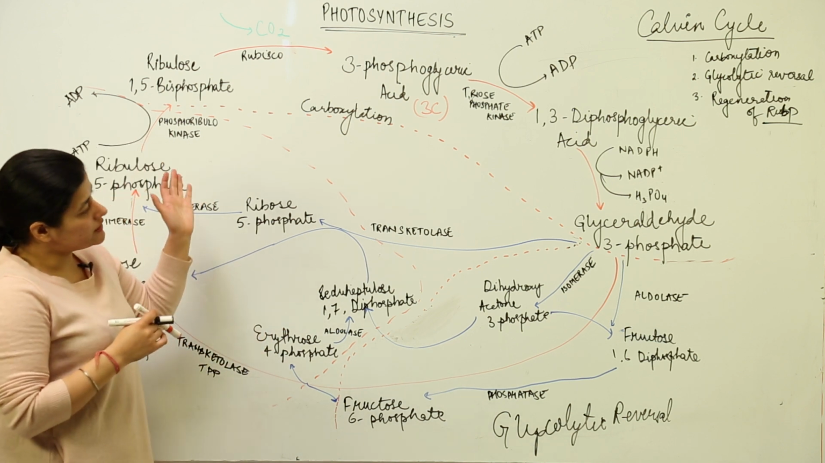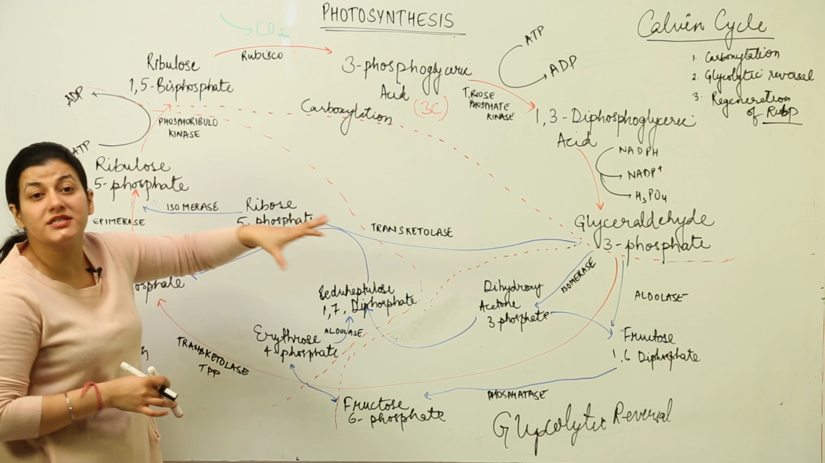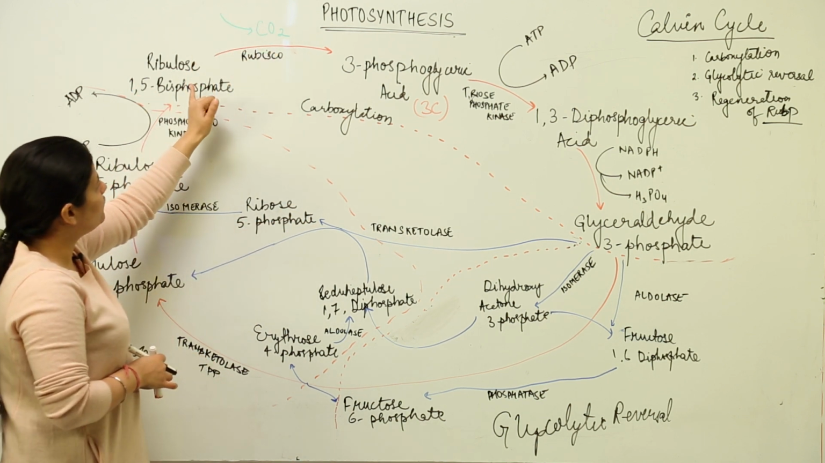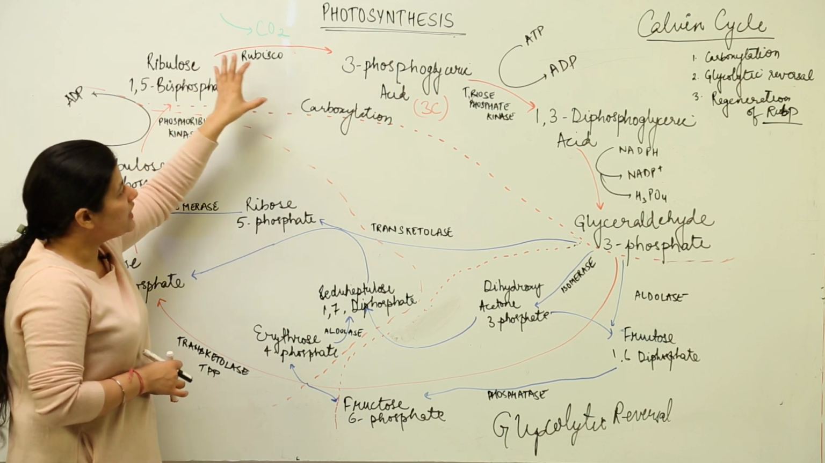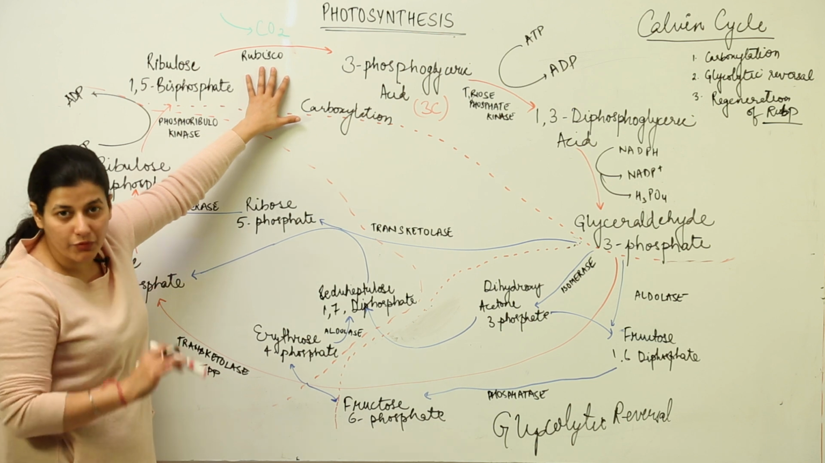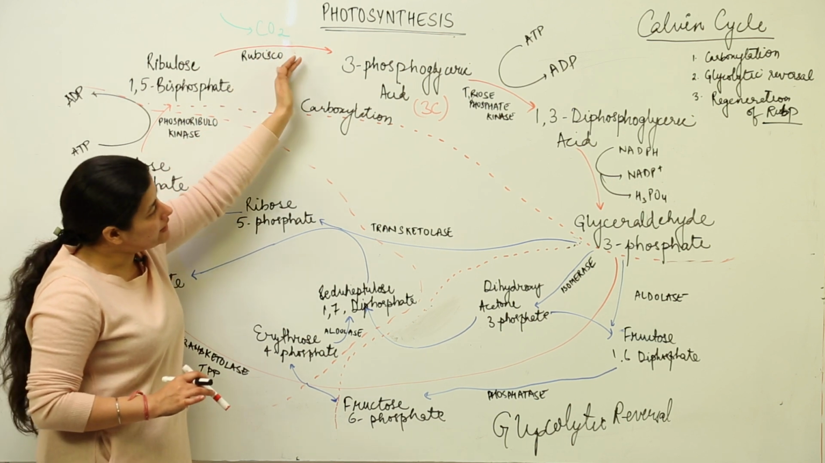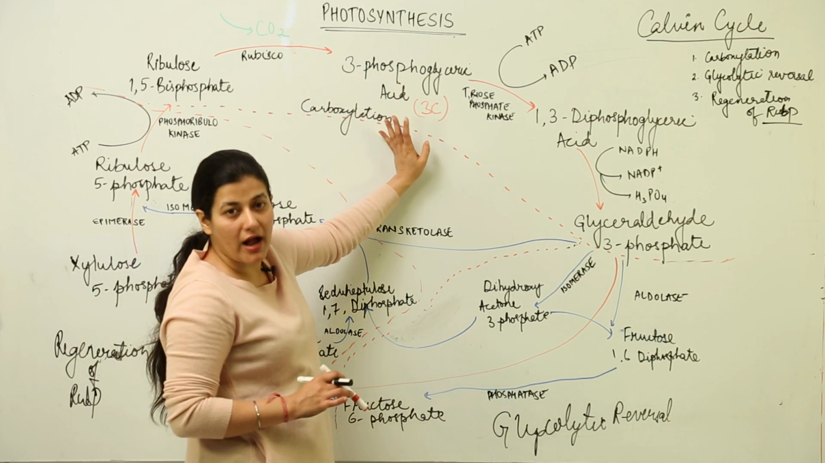Now what you have to see is how it happens in a cyclic manner. What are the steps which are taking place and at what stage they are taking place. Now you see carbon dioxide comes and combines with the 5-carbon compound known as ribulose 1,5-bisphosphate in the presence of the enzyme Rubisco, which shows the carboxylase activity and leads to the steps involving the process of carboxylation.